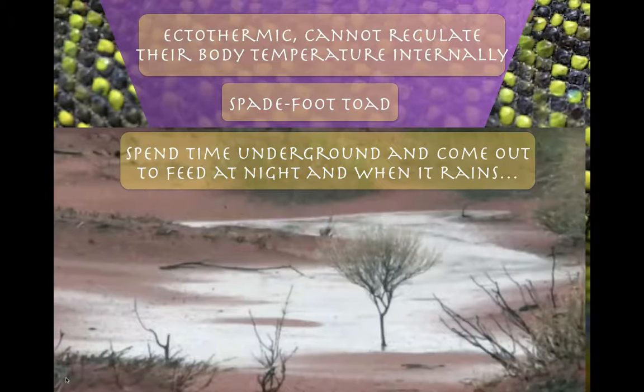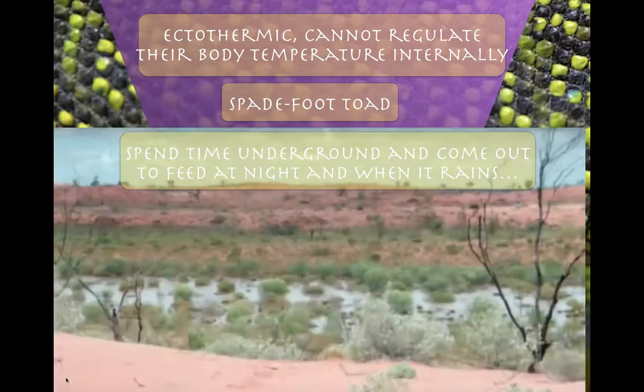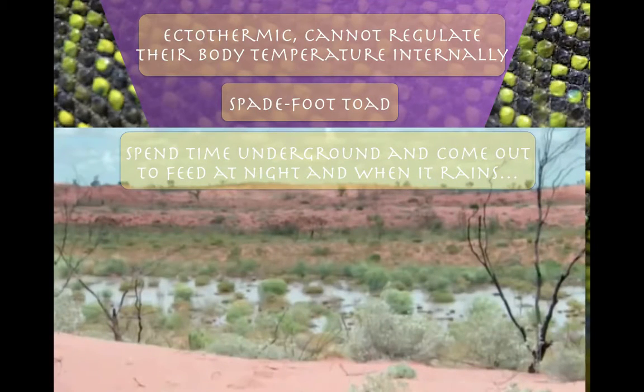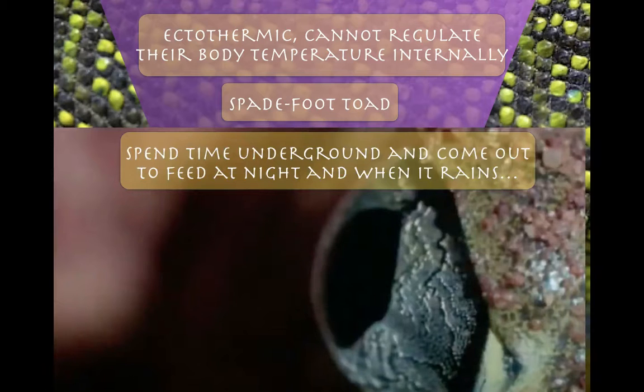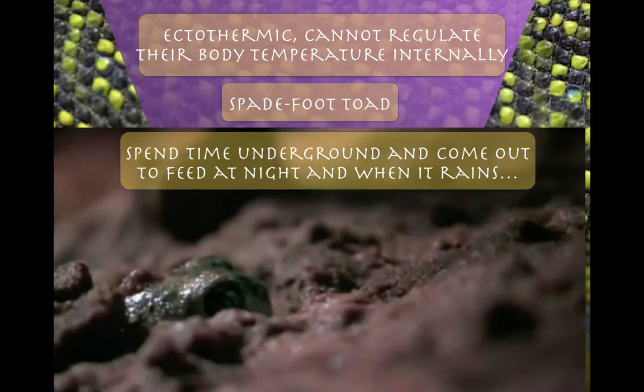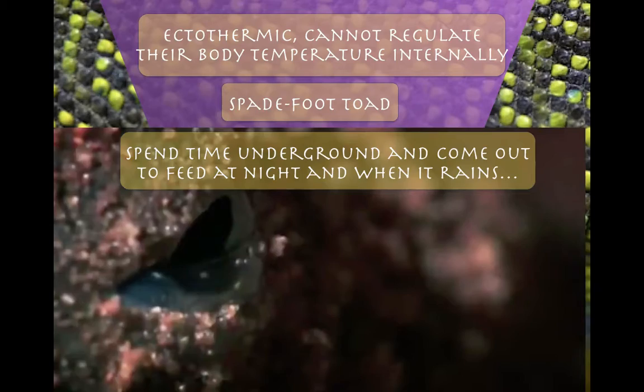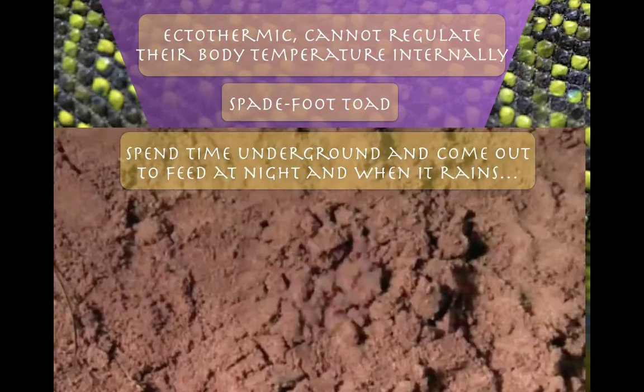All right. So let's take a look at some of the other characteristics for these amphibians. They're ectothermic. They cannot regulate their temperature internally like some other organisms. So the spade-foot toad, for example, they spend most of their time underground. They will come out to feed at night or when it rains.